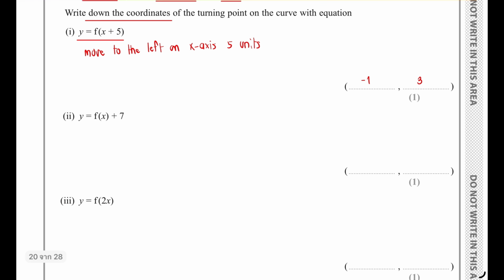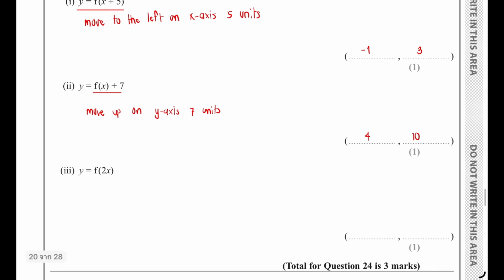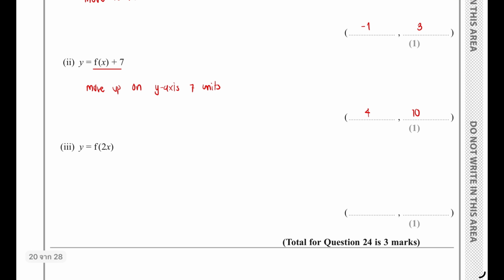Question 2. y equals f(x) plus 7. So it means that we have to move up on the y-axis 7 units. So the coordinate will be (4, 10). And question 3. y equals f(2x). So that means the x coordinate has to reduce by a factor of 2. So it will be (2, 3).